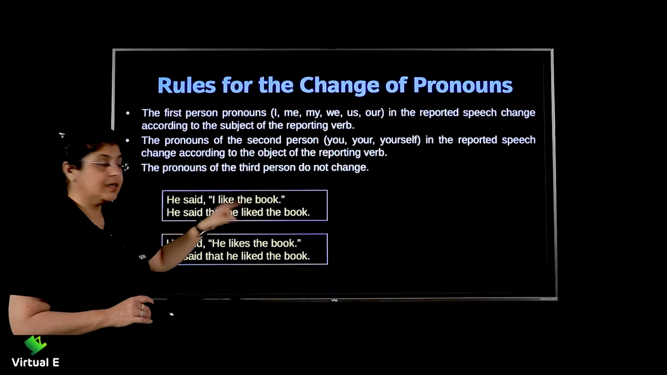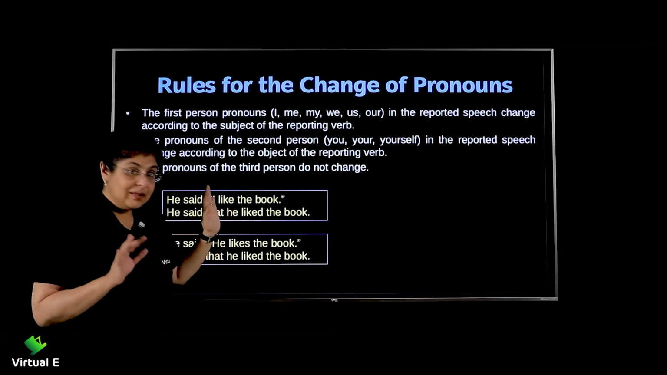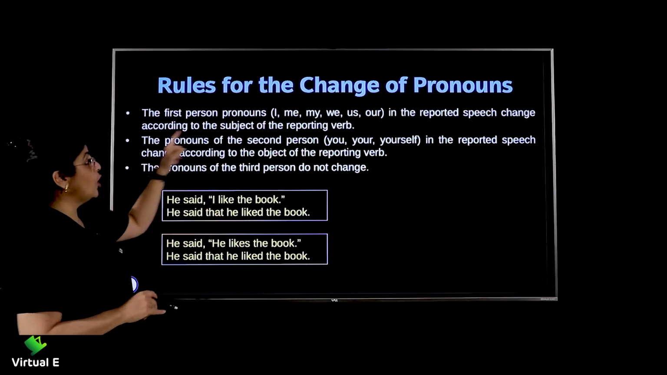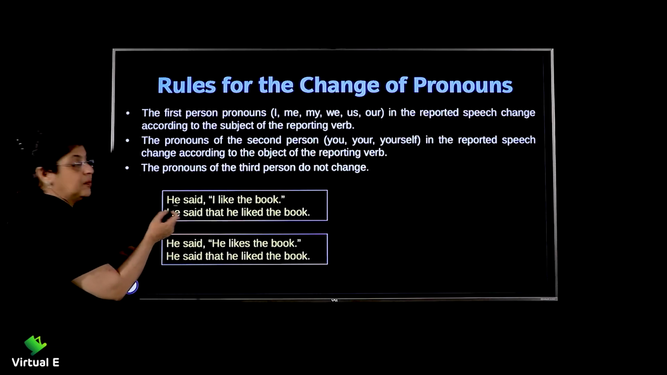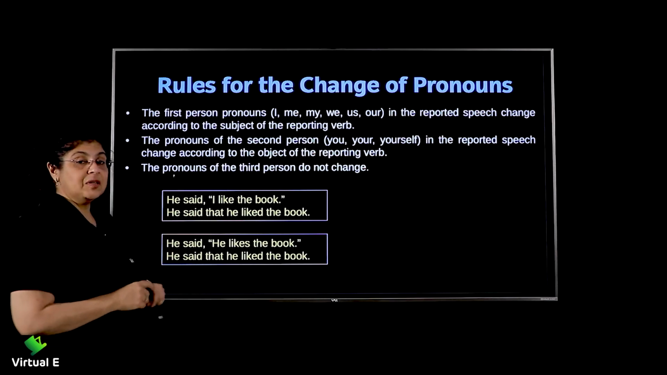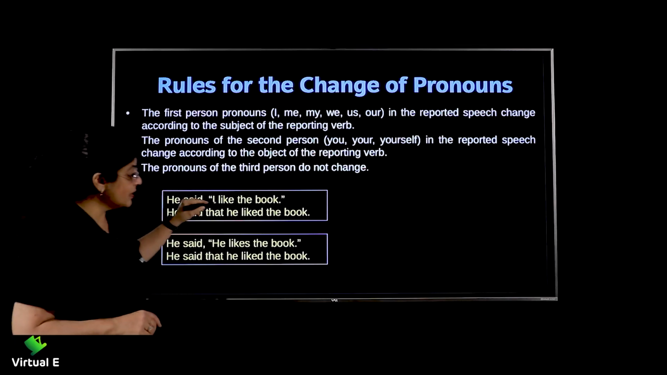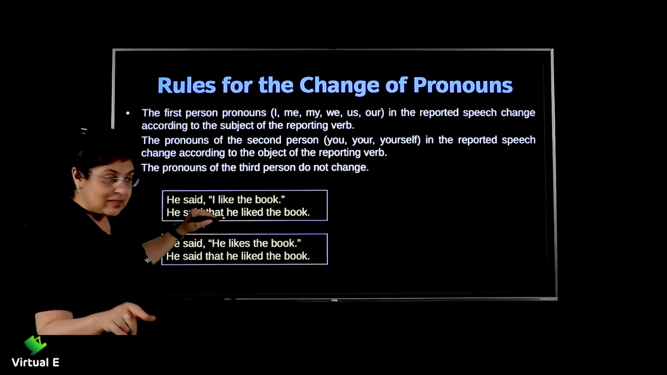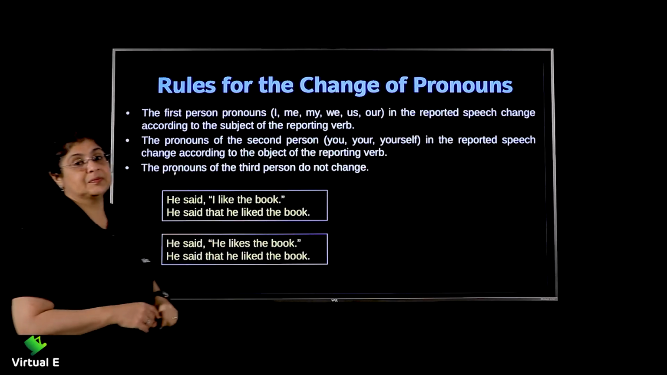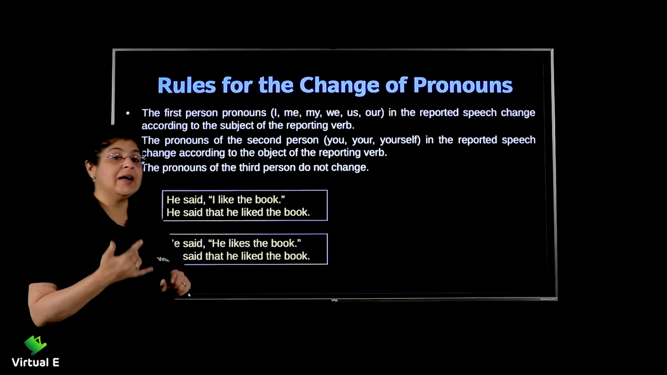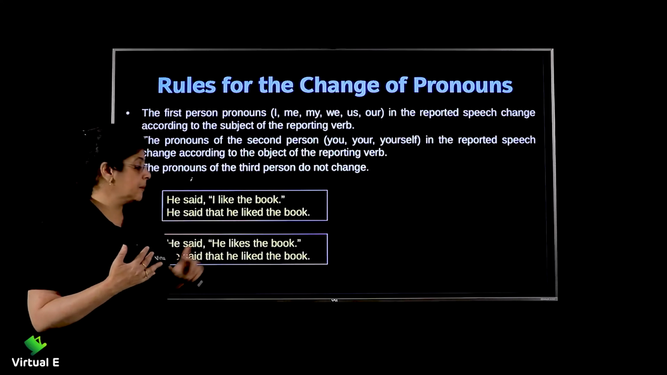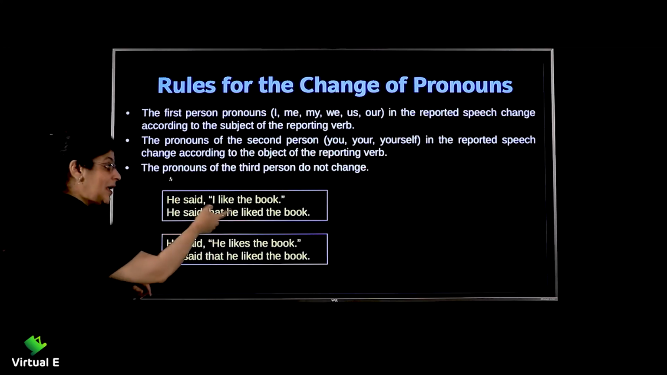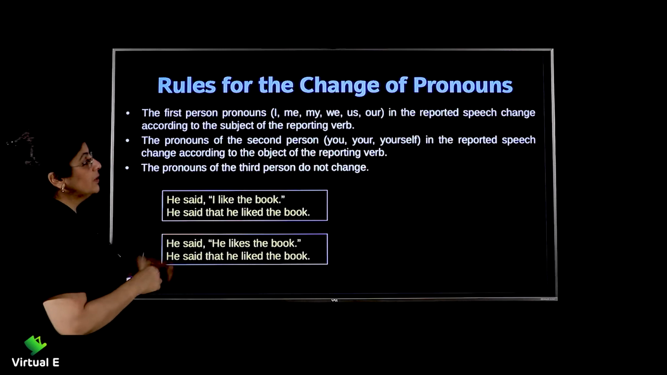Our reported speech is what here? I like the book. That's the reported speech, right? We have "I". Now this changes according to the subject of the reporting verb. The reporting verb is "said". What is the subject of the reporting verb? "He", right? So this "I" changes according to "he". So, he said that he liked the book. Remember we said we can add a conjunction, that, if or whether, after the reporting verb. Now, he said that he liked the book, that is how it goes.